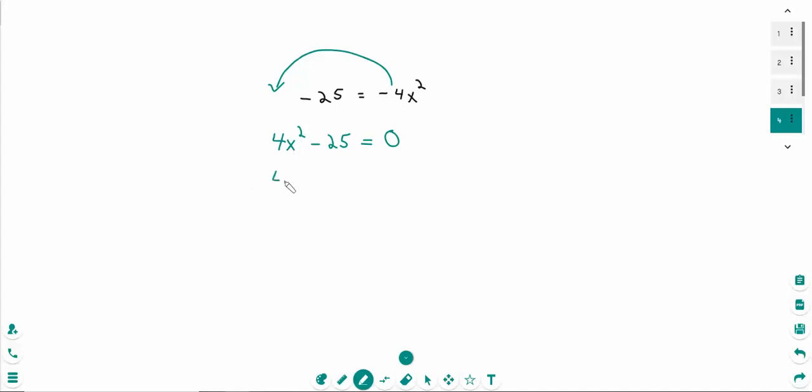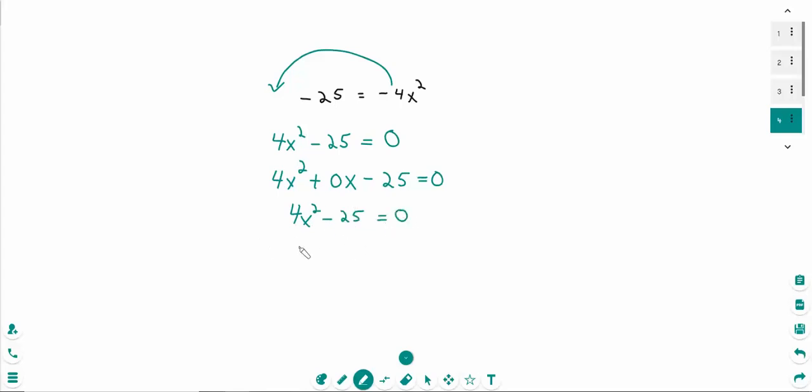If we really wanted to get this into standard form, we'd say this is 4x squared plus 0x minus 25 is equal to 0. Okay. You could go there and say, there's my strict standard form for this quadratic equation. All right. However, this 0x doesn't really do us anything, so we'll just leave it as the 4x squared minus 25 is equal to 0.